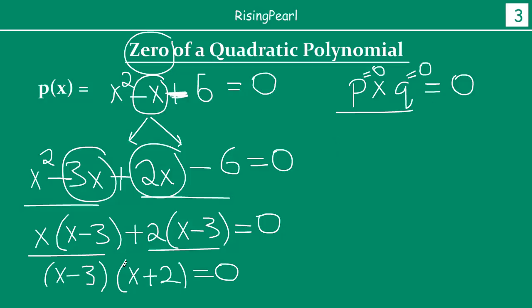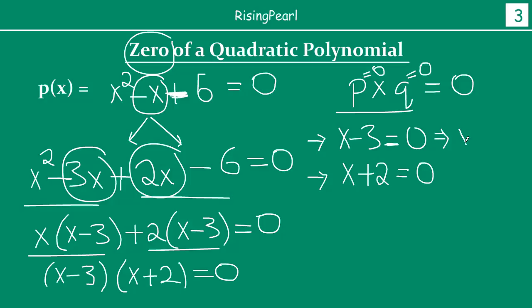That means that either x minus 3 is 0, because then the polynomial will become 0, or x plus 2 is 0. That means this is a possible solution, and this is a possible solution. So if you solve this, you will get from here x is equal to 3. Simply, the minus 3 goes on the other side of the 0 and becomes plus 3. And from here you get x equals minus 2.